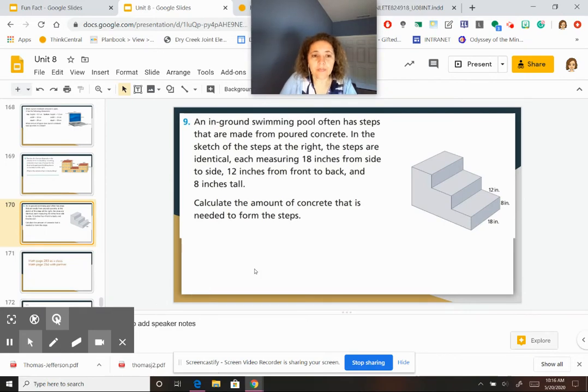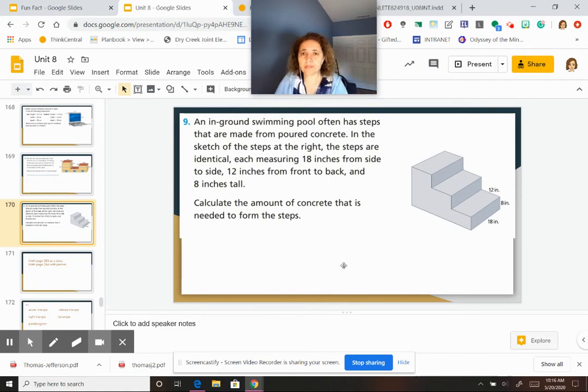Okay, so let's look at this problem. An in-ground swimming pool often has steps. They are made from poured concrete. In the sketch of steps at the right, the steps are identical, each measuring 8 inches from side to side, and 12 inches from the front to the back, 12 inches from here to here, and 8 inches tall.